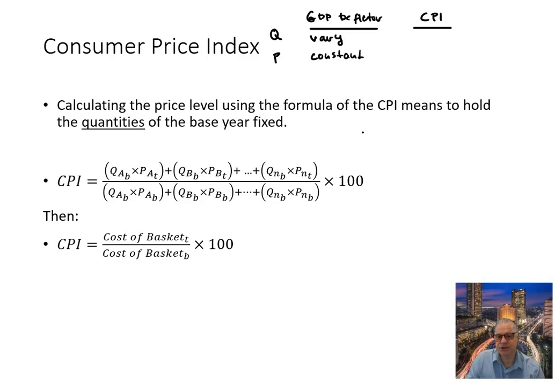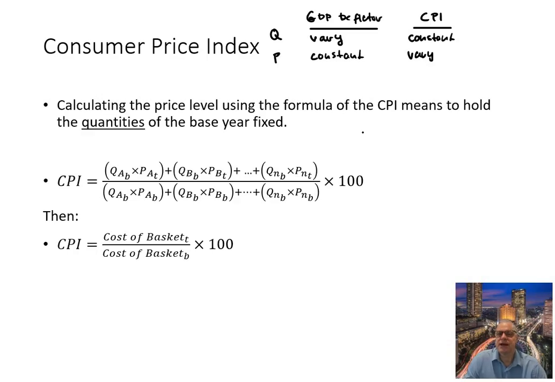So now we do the CPI, and the difference of the CPI to the GDP deflator is, and you probably can already sense it, when we calculate the consumer price index, we assume that the quantities are held constant over time, but the price can vary. So we have for the CPI a basket of goods, and we somehow assume that people always consume the same basket of goods, and we only let the prices vary.